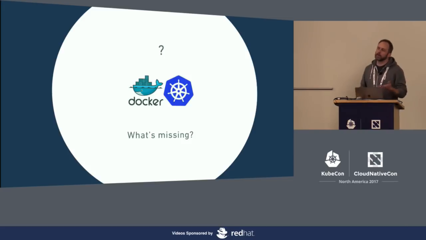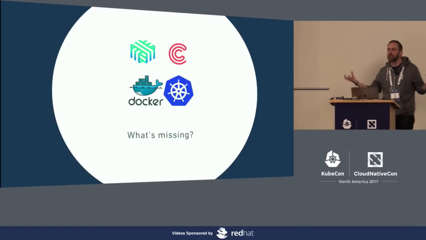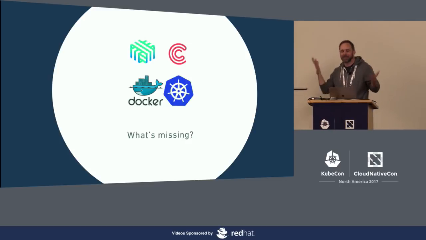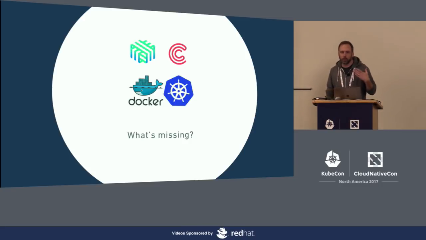Okay, so what's missing? Now I have to do the selling bit. We've got Docker, we've got Kubernetes. Surely at this point we're ready for anything, right? We can scale, we've got containers. And what's missing really is what was missing from the Twitter story up until the point where we got Finagle.